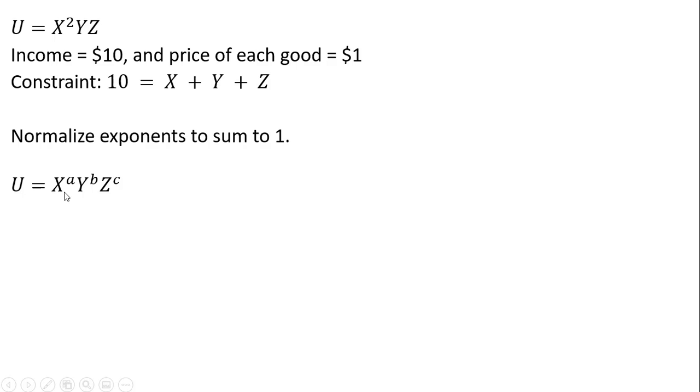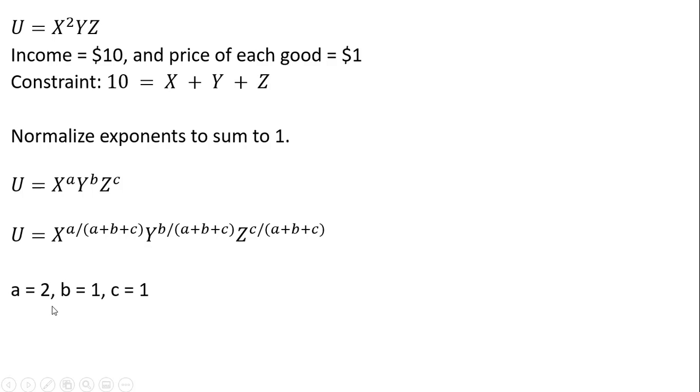So in general, x raised to the power of a, y raised to the power of b, z raised to the power of c. And to normalize exponents to sum to 1, we're just going to do the following. A divided by the sum of a plus b plus c. On the variable y, it's going to be b divided by the sum of the exponents, and so on. So in our case, a equals 2, b equals 1, and the exponent on z, which is c, equals 1.